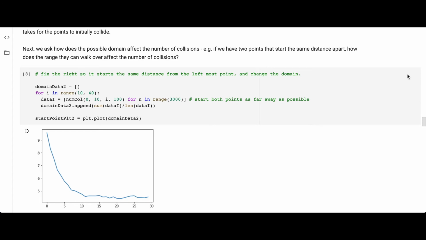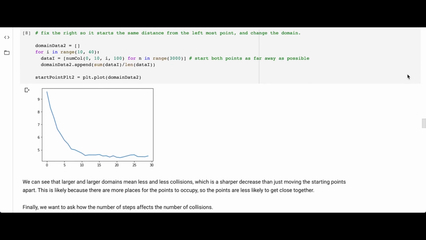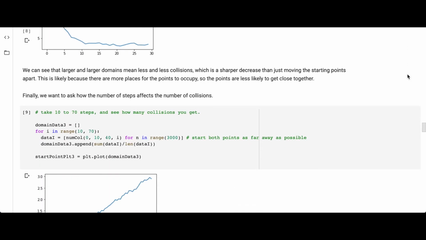We can see that larger and larger domains mean less and less collision, which is a sharper decrease than just moving the starting points apart. This is likely because there are more places for the points to occupy, so the points are less likely to get close together. Finally, we want to ask how the number of steps affects the number of collisions.